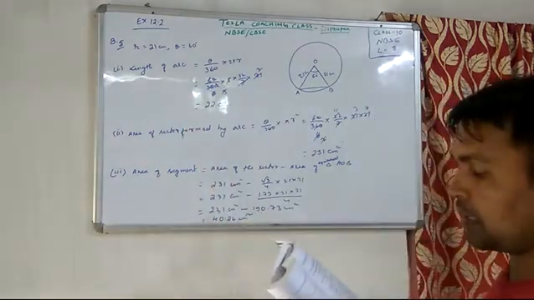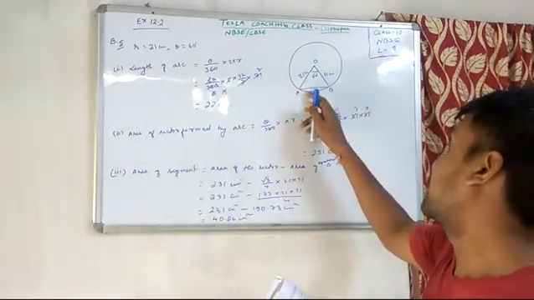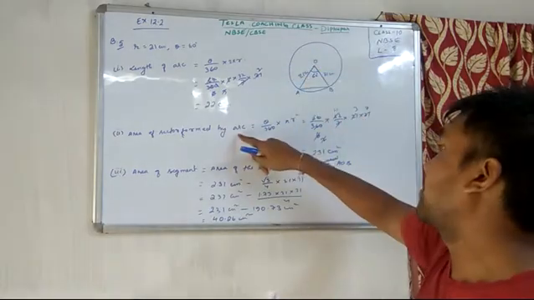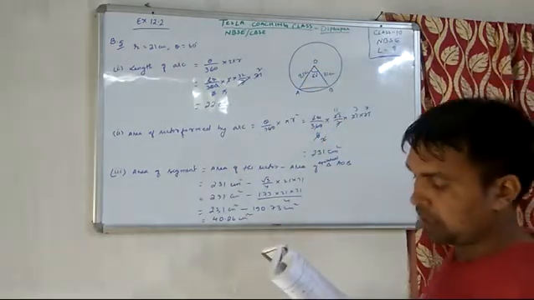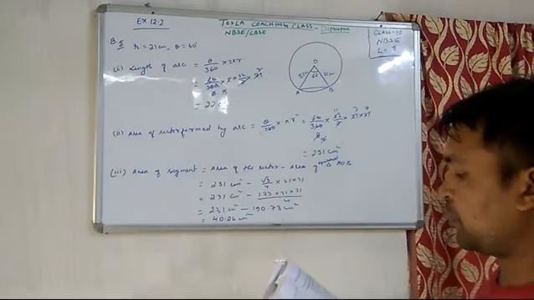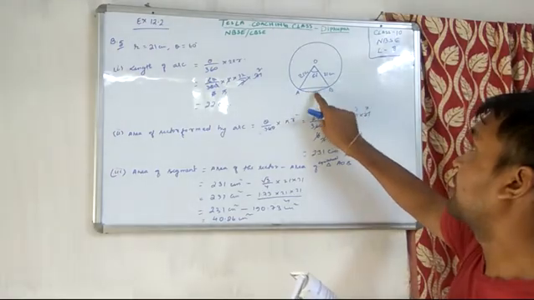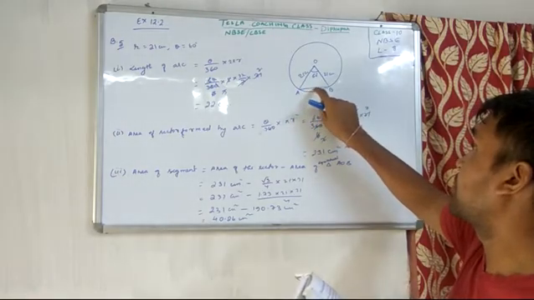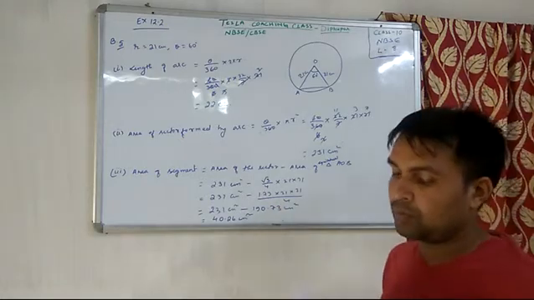Second, they are asking us to find the area of the sector formed by the arc, meaning the area of this sector which is formed by the arc. Next, they are asking for the area of the segment formed by the corresponding chord. The area of this segment, formed by this chord, these portions. So how to find it out? We are going to do it one by one.